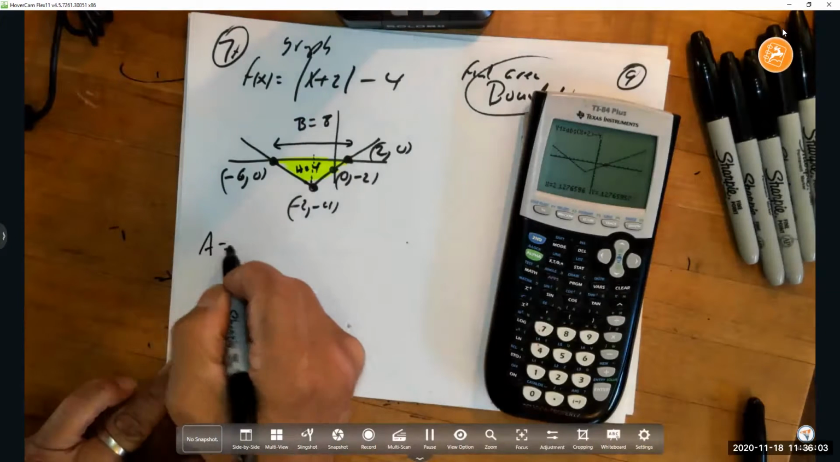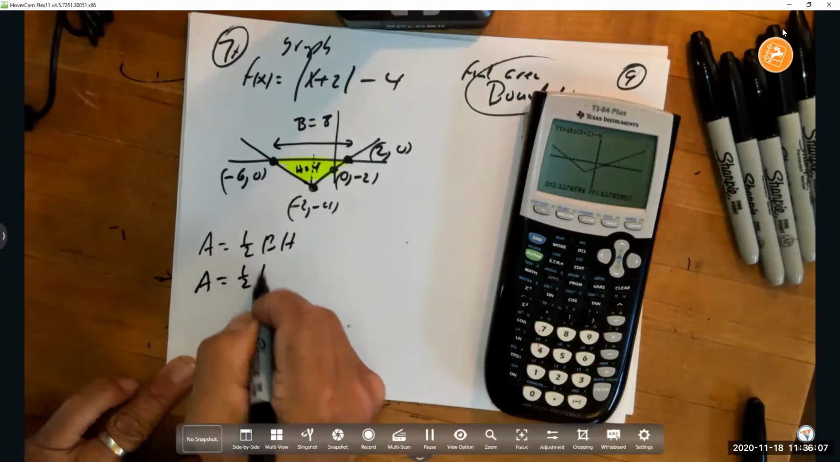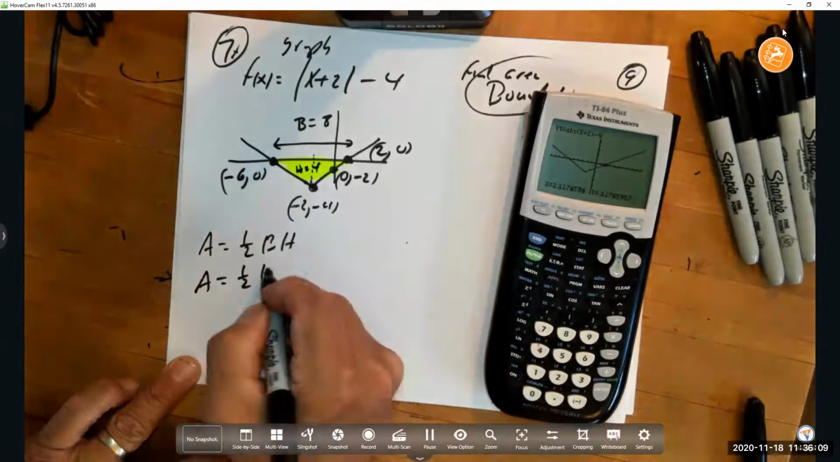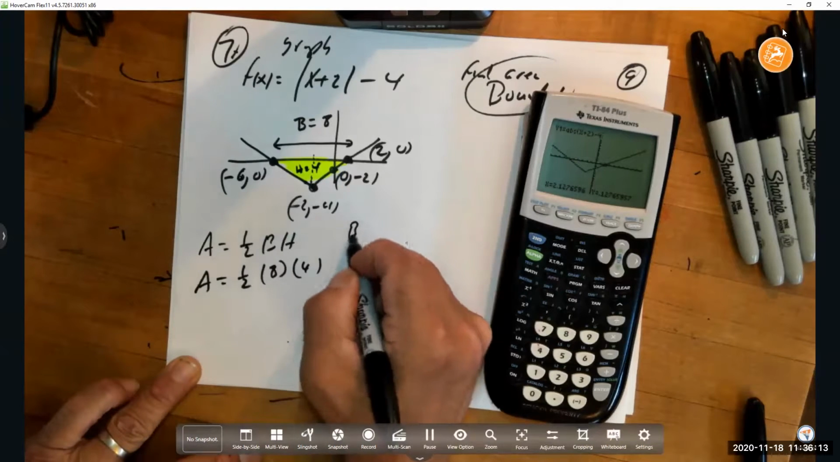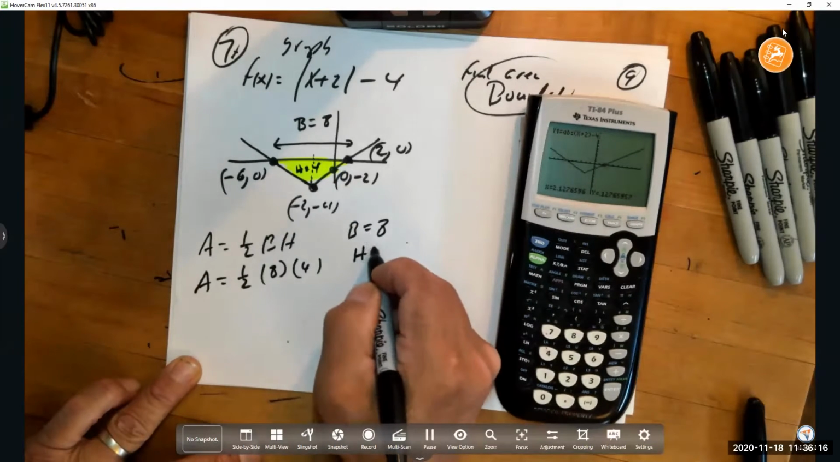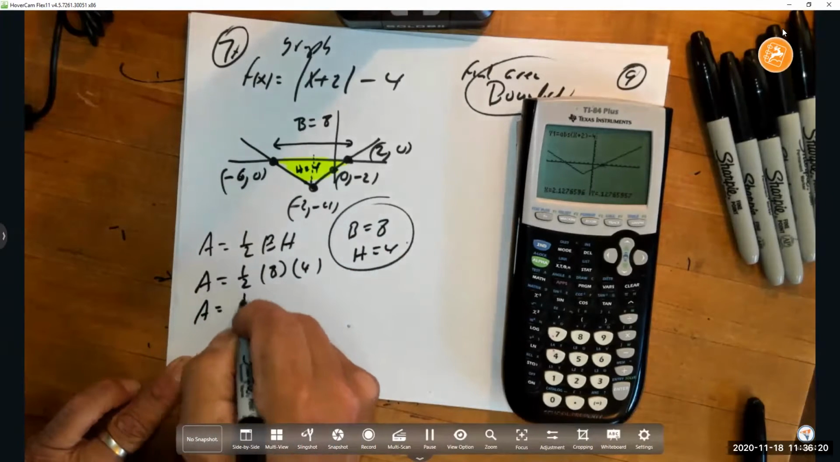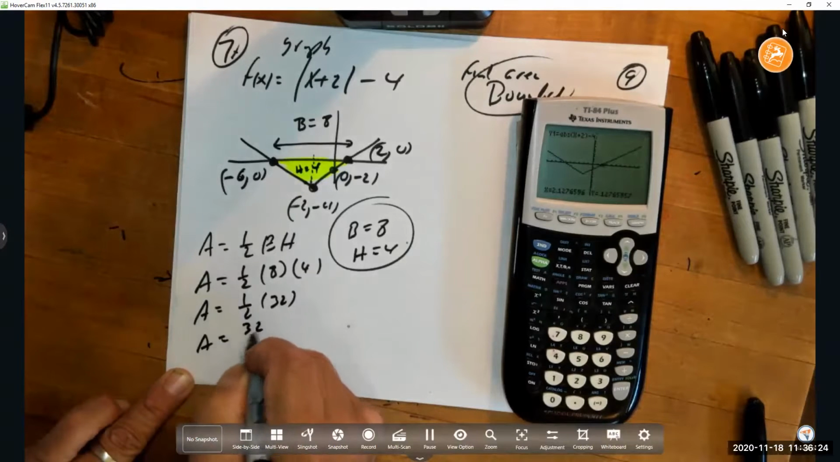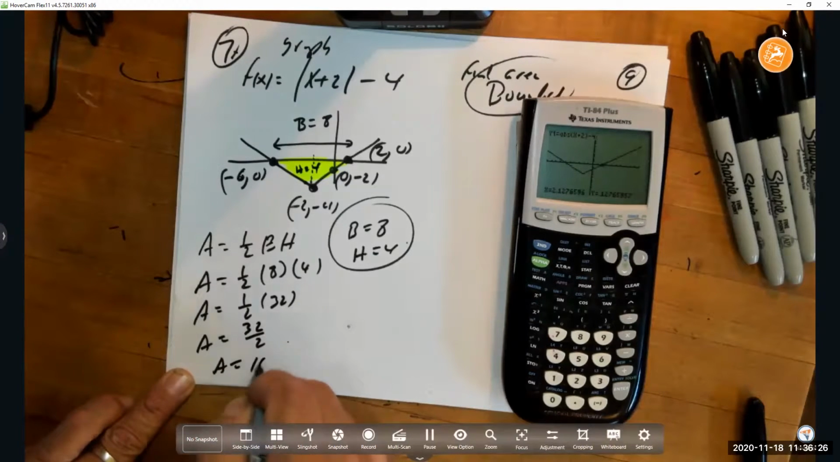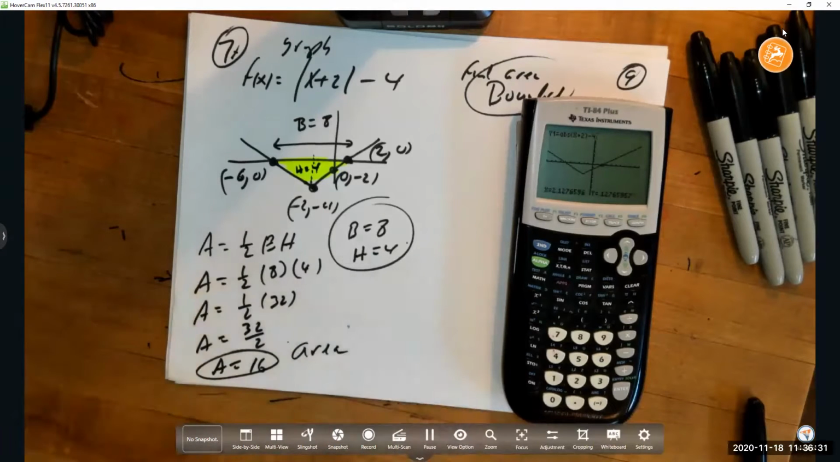So the area of a triangle is 1/2 base times height. Area equals 1/2, base is 8 and height is 4. So it's going to give you 1/2 of 32. That's 32 over 2. So A equals 16. So this is the area of the triangle.